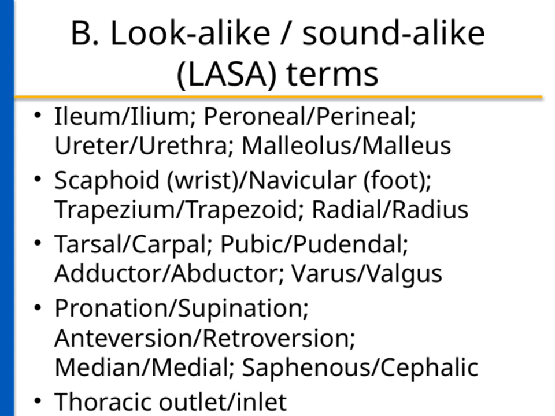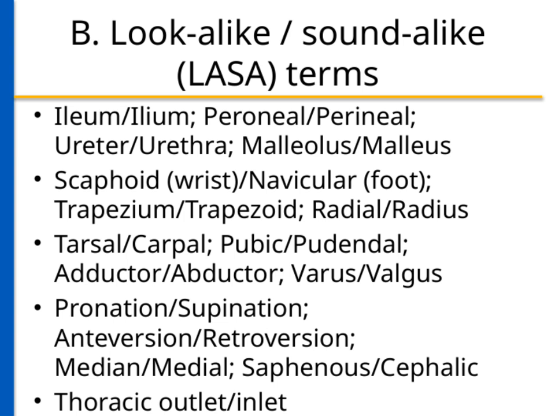Moving on, ureter and urethra. These are both part of the urinary system, but the ureter carries urine from the kidney to the bladder, while the urethra is the tube that carries urine out of the body. Then, malleolus versus malleus. One is a bony prominence on the ankle, the other is a tiny bone in the middle ear important for hearing.